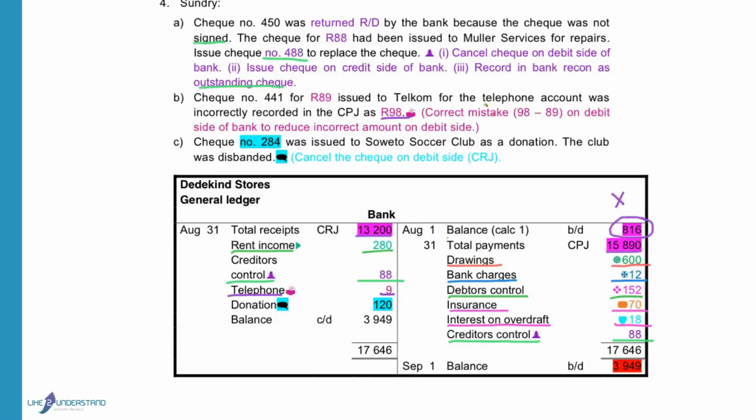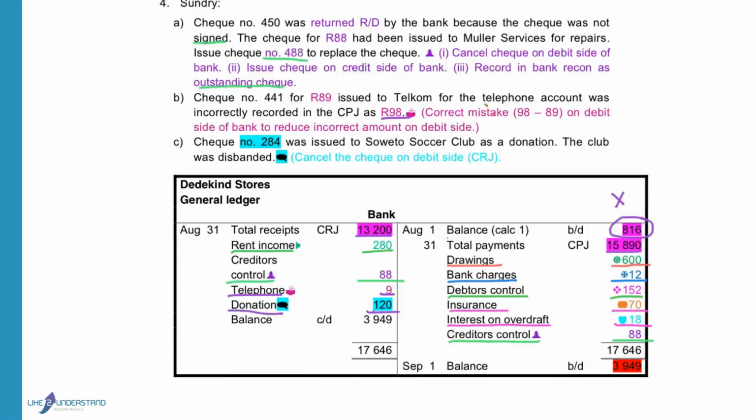Cheque number 285 was issued to Soweto Soccer Club as a donation. The club was disbanded, so that means that we have to cancel this cheque. When we issued the cheque, it was recorded on the credit side, so now we will record it on the debit side and we will cancel the donation on the credit side.